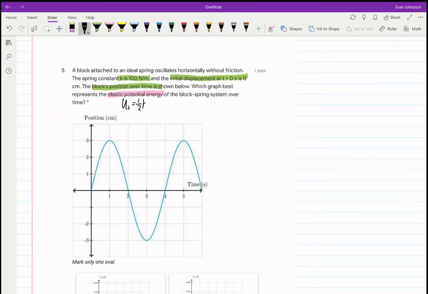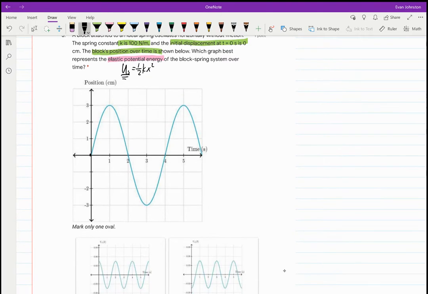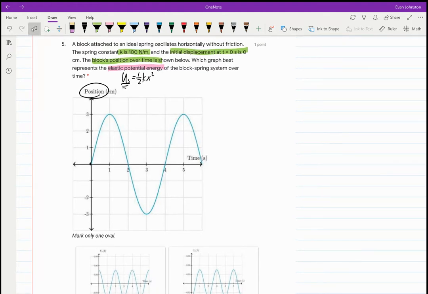And really, this is the mathy way to represent it, but which thing shows the potential energy? And so in the beginning, we know the spring constant, we know K, we know the initial displacement is 0, so it starts at 0. That's really all we're being told. And this looks like the same graph, but instead of having velocity here, we actually have position. So it's asking us to find potential energy over time.